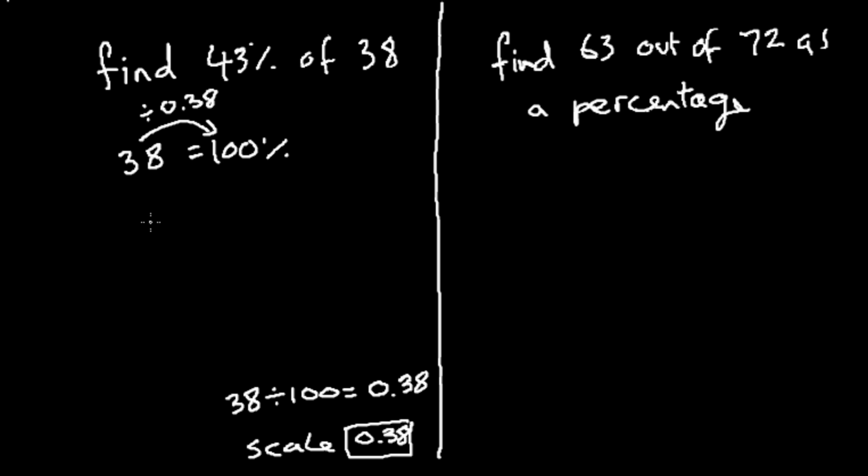And then, so how does this help us? Well, if we put the 43, so do you see this side is all percentages? If you want to change your 43 into the real amount, if you're going divide to go this way, you can times to go the other way. So if you times by 0.38, you will find what 43% is as this number. Okay, and that turns out to be 16.34.